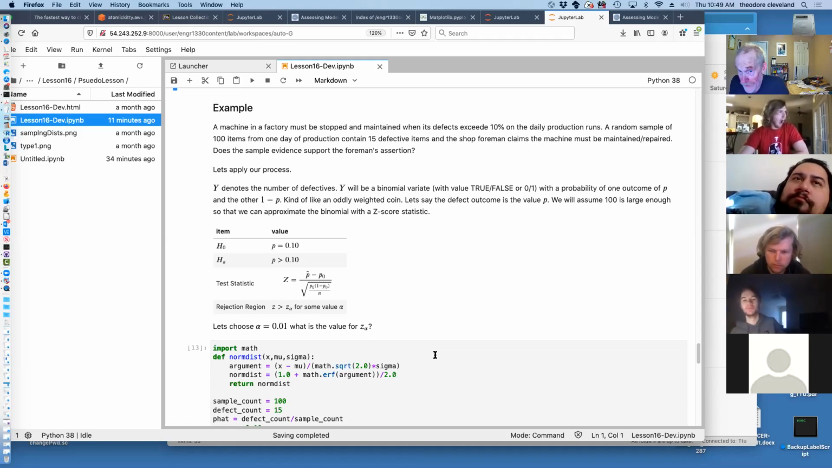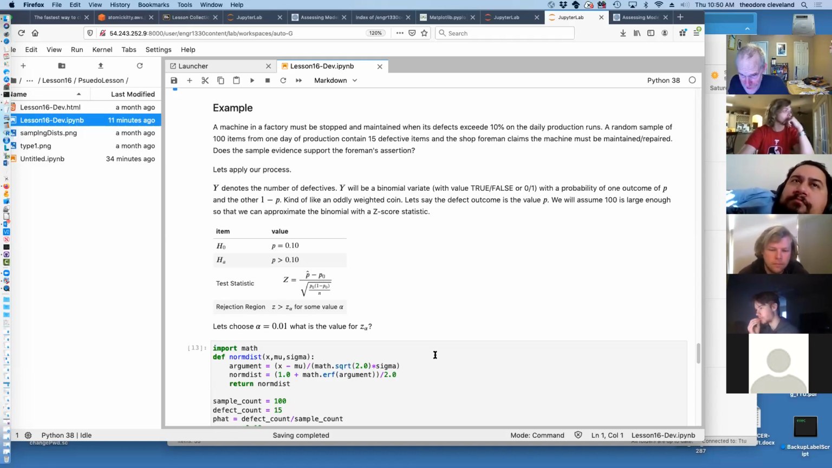We will assume that 100 items is a large enough sample so that we can approximate the binomial distribution using a z-score statistic. And you will be introduced to binomial distributions and z-scores more rigorously in your statistics class, because we're supposed to be doing data science in this class. We don't get to do statistics, which is a good thing. So let's propose our null hypothesis. Our null hypothesis is that the defect probability is 0.1 or 10%. Our alternative hypothesis is that the defect rate is bigger than 10%.